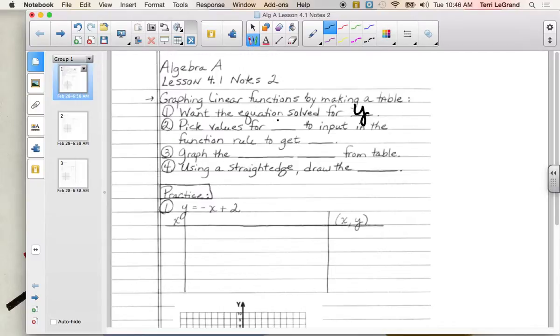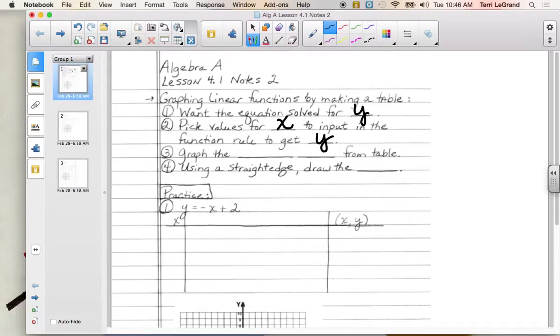And then because x is the control, the independent variable, the input variable, we're going to pick values for x to put into the function rule, because remember on the other side is going to be that function rule where x is involved. And when we put values in for that x, that'll help us get the y's that we need. So pick values for x to input into the function to get your y.